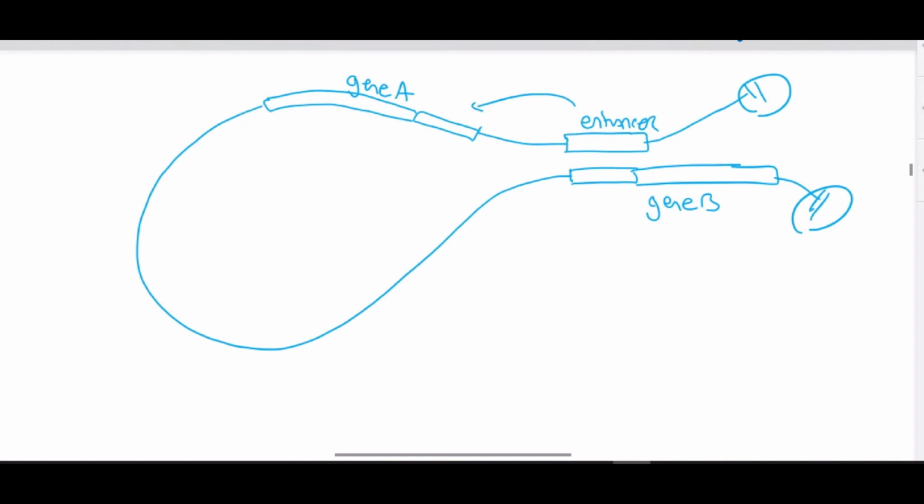So what we have is this chromatin looping, or chromatin loop. And through this loop, because the DNA is bent here, this enhancer here can be brought in close proximity to the promoter of gene B. So here's the +1 site there, here's the +1 site there.